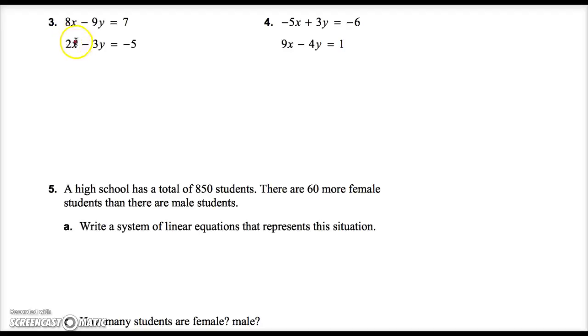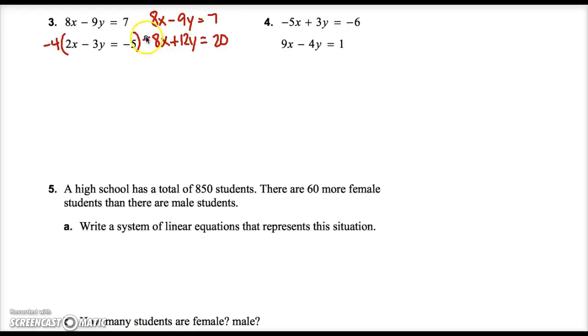Let's say for this one I'm going to change the x. Let's say I want to make this 2x a negative 8x so that it will cancel out with this one. Well, to get from 2 to a -8, you have to multiply by a -4. So I'm going to go ahead and do that. My first equation will not need to change at all. But my second equation would become -4 times 2x is -8x. -4 times a -3y would give me a positive 12y, because a negative and a negative make positive. And then a -4 times a -5 would give me a positive 20.